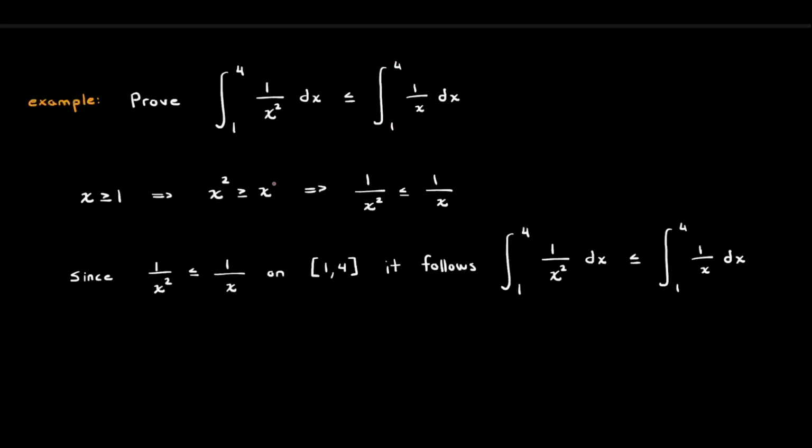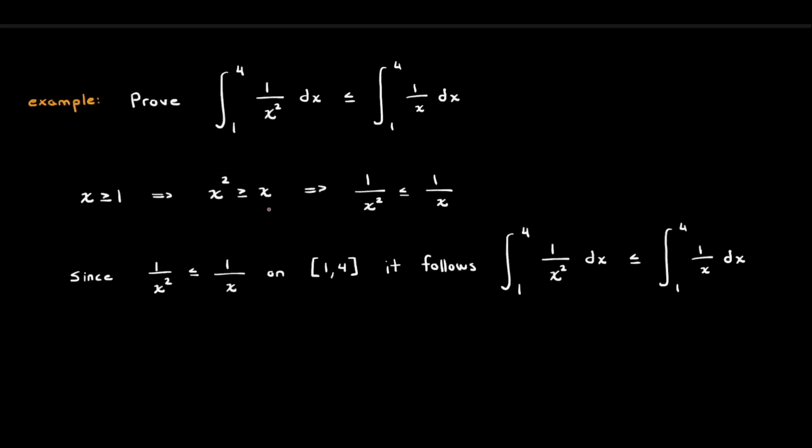So to get started, we know that we're integrating on the closed interval from 1 to 4. That is, x is at least 1. Well, if x is at least 1, then I can go ahead and multiply both sides of the inequality by x, since it's non-negative and I don't have to worry about flipping the sign. So I get x squared is greater than or equal to x.